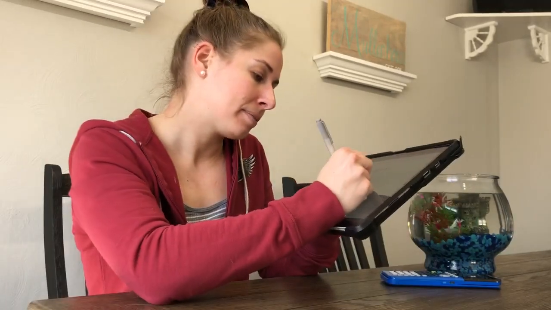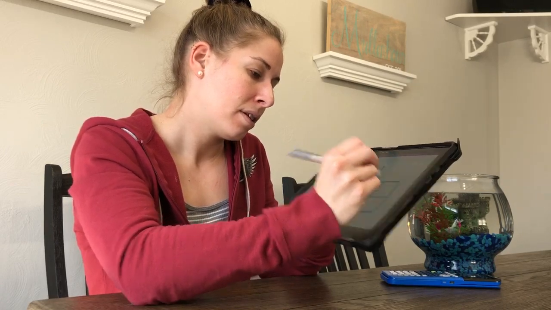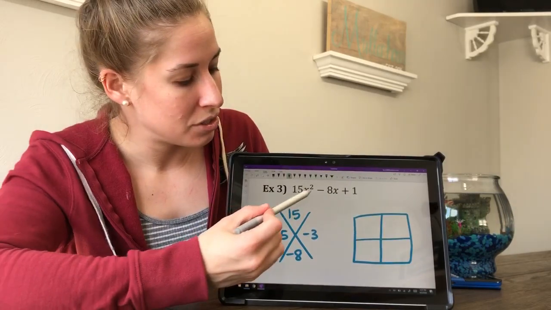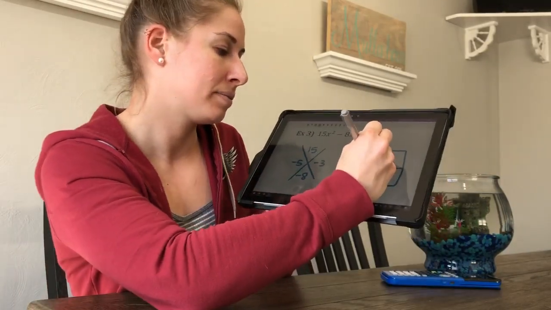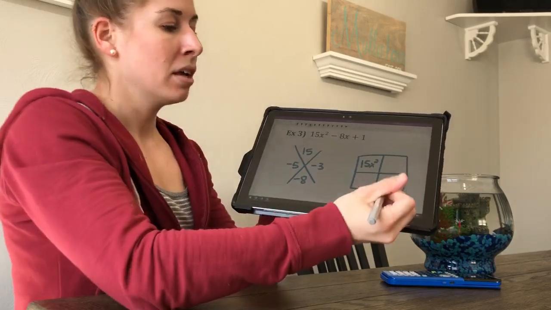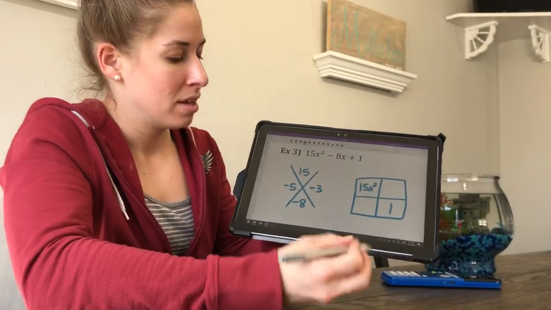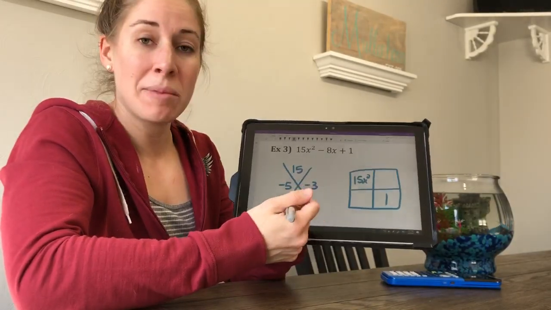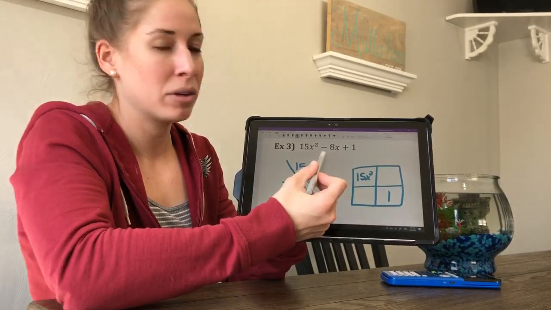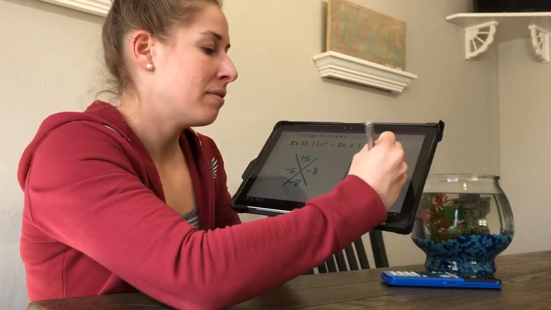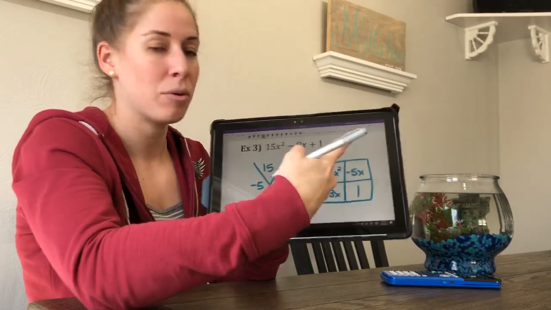Next, your box. Fill it in. The top left corner is your first term of your trinomial, so 15x squared. Your last lower box is the last term, positive 1. And then your other two numbers that you just came up with in the x are what get put in the diagonals. They're the ones that are combining to give you that middle linear term. So negative 5x and negative 3x. Again, that order doesn't matter.